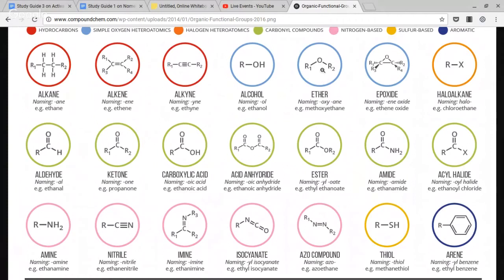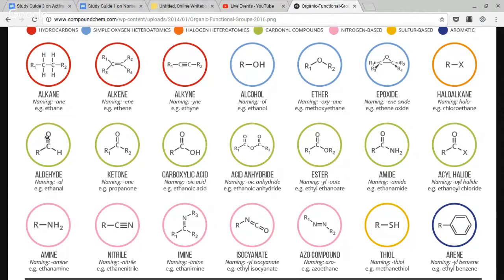Then you get ether, we're always in between two alkyl groups. Then the epoxide, we said that you can leave that, you can skip that. Haloalkane is when you have just an alkane, but you attach a halogen as a branch. Then aldehyde is when you got a CHO, a C, hydrogen, and then double bond O.